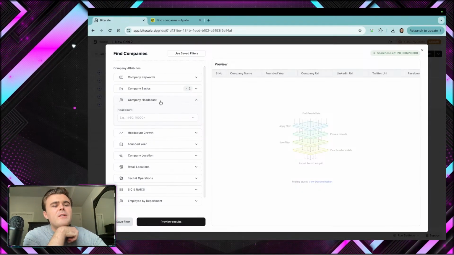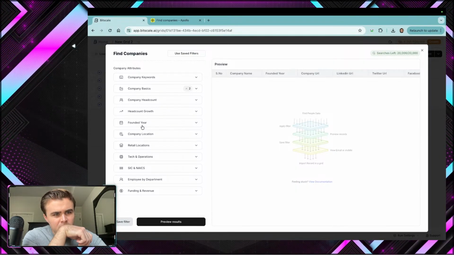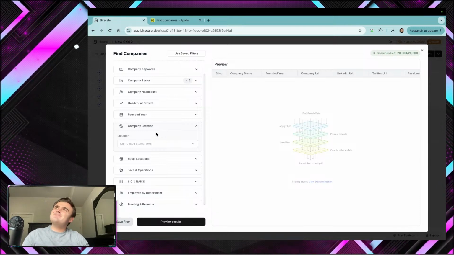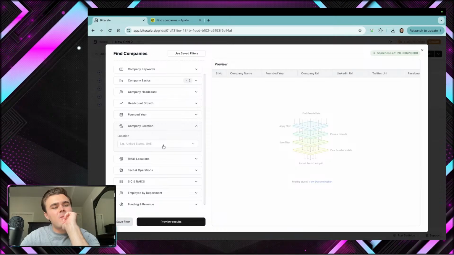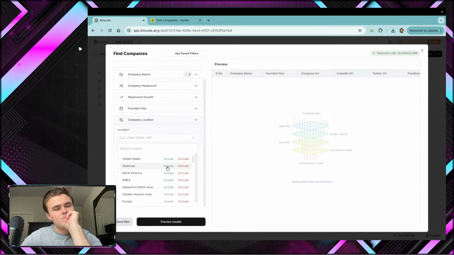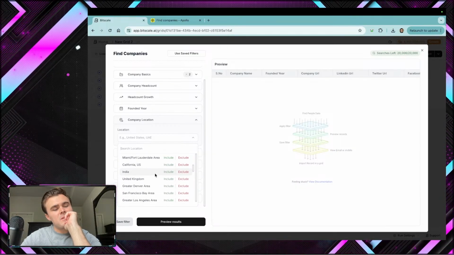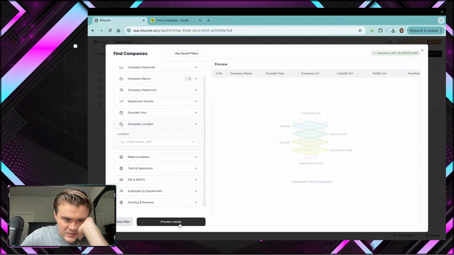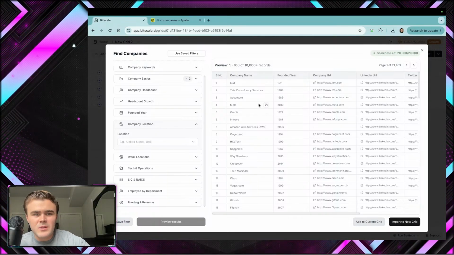Before we figure out the headcount, we also have to figure out the founded year and the location. My go-to is always the United States, but I also wanted to test something out for this campaign and try a smaller country. We'll get to that in a second. Let's just preview these results and see what we got, because we're going to have to do some keywords. Yeah, so here we have IBM.